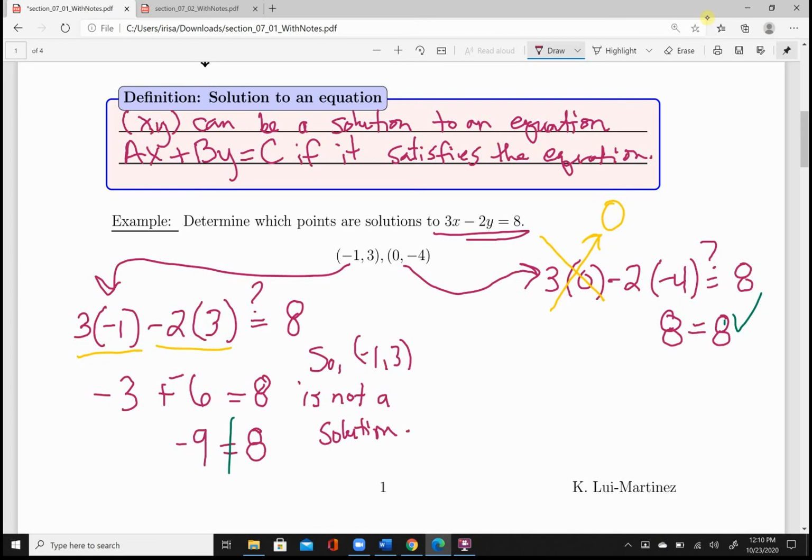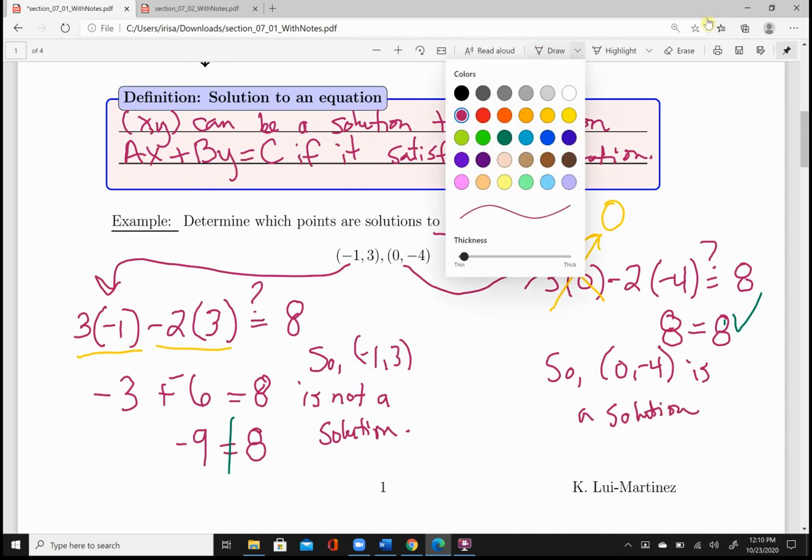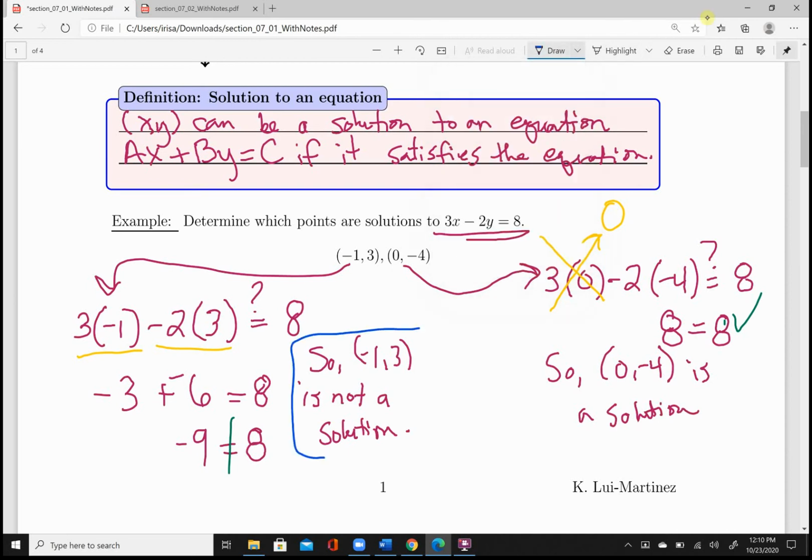In any event, this ordered pair of 0, -4, when plugged into the equation, settles down to something equal on both sides of the equation. So that means that whatever I plugged in, this ordered pair in this case, satisfied the equation. So therefore 0, -4 is a solution. And let's go ahead and box those up. Sure. Let's get some closure to that. Cool. Great, moving on.